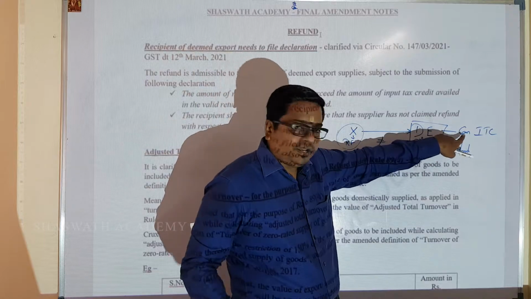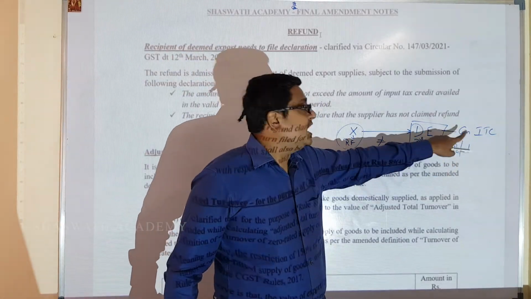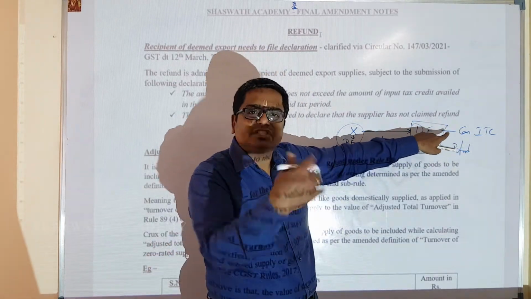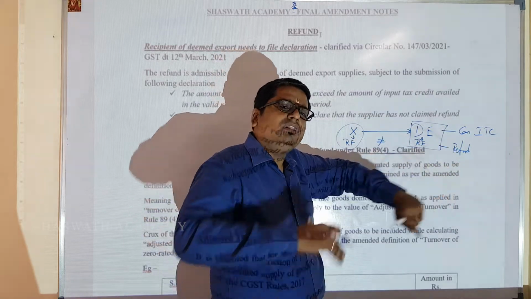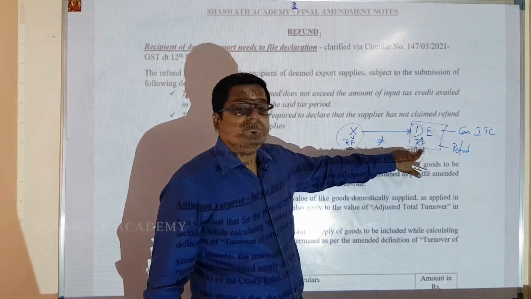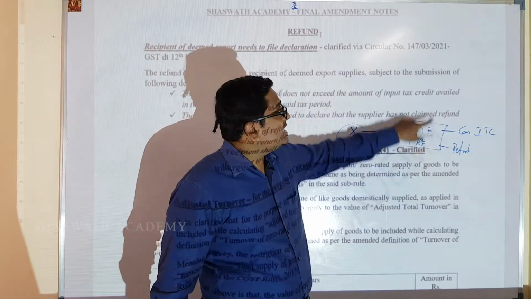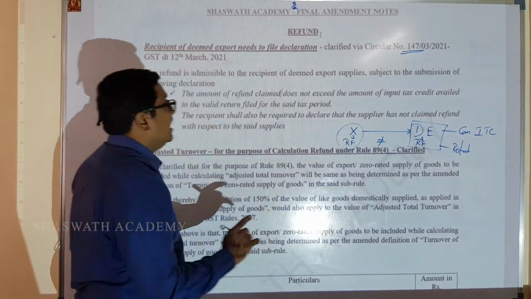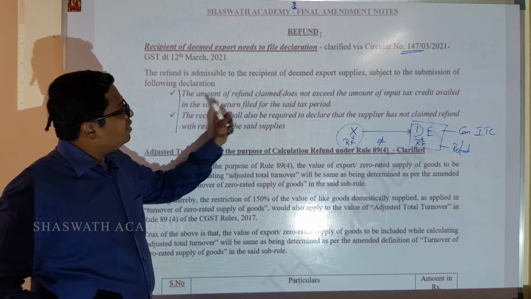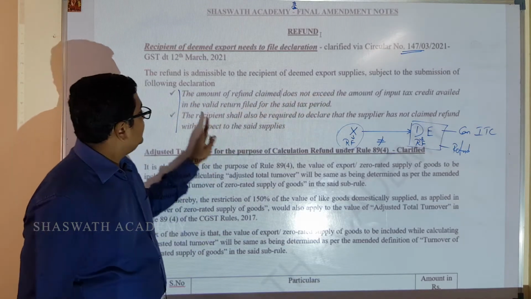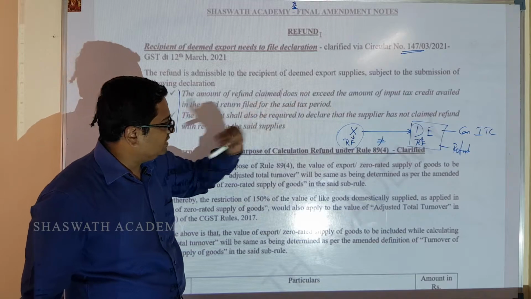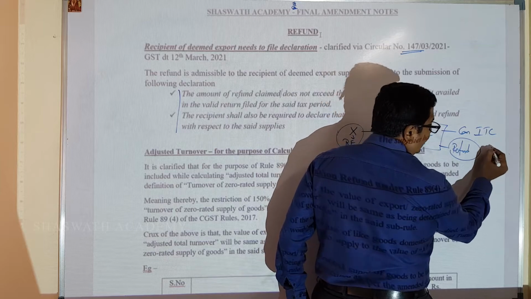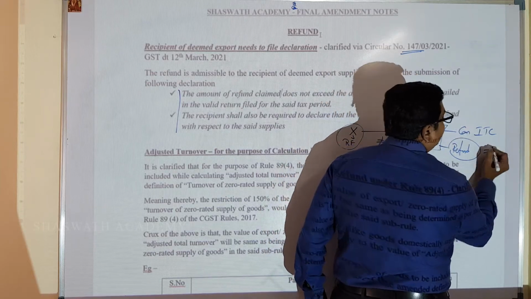If the deemed exporter is going to avail the ITC and claim the refund, then in addition to proof that the tax is paid, reflecting in GSTR 1, GSTR 2 and all those documentary evidences and other refund requirements, the deemed exporter has been clarified via Circular 147 to establish the following aspects. One, the amount of refund claimed does not exceed the amount of ITC availed in the valid return filed for the said tax period. That means whatever he is claiming as a refund must not be in excess; it must be equivalent or less.